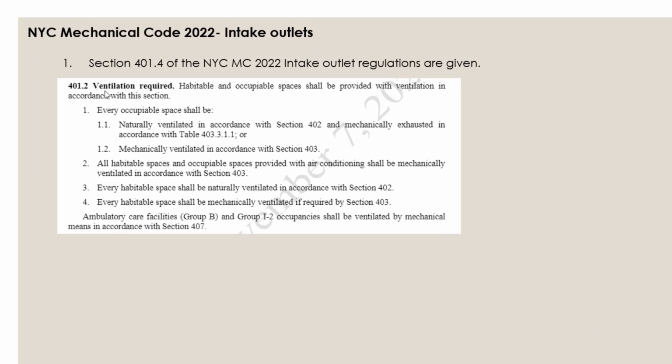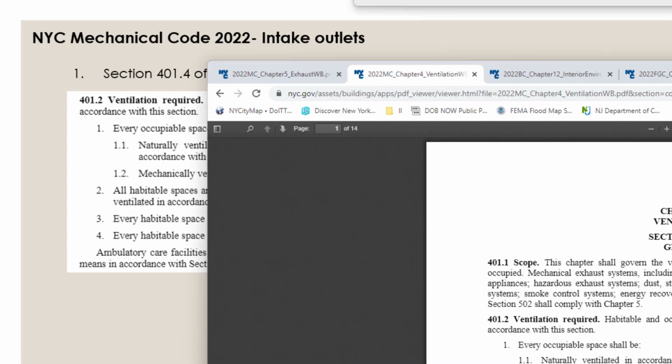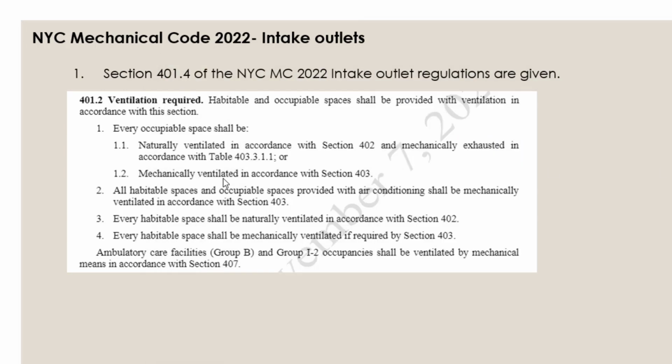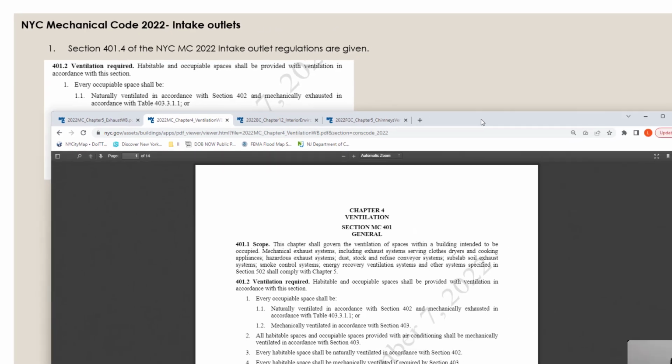So 401.2, ventilation where required: habitable and occupiable spaces shall be provided with ventilation in accordance with this section. Now, every occupiable space shall be naturally ventilated in accordance with section 402 and mechanically exhausted in accordance with table 403.3.1.1, or mechanically ventilated in accordance with section 403. So whenever you see a section starting off with a 4, it means it's chapter 4 here.